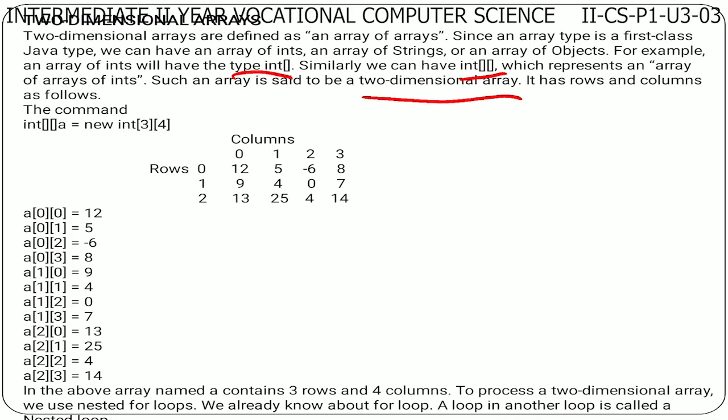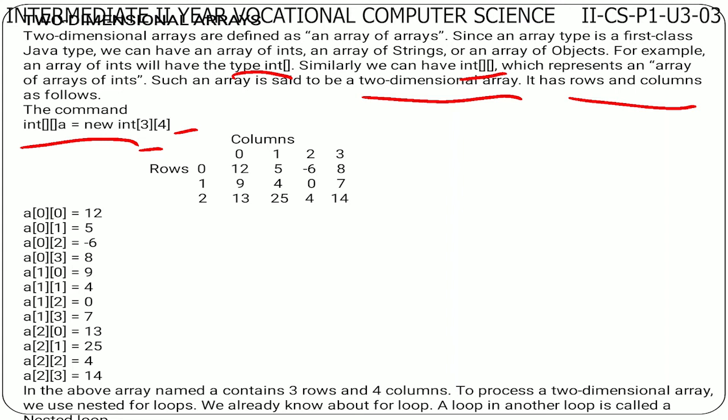The two-dimensional array is represented in the form of rows and columns. For example, int[][] a = new int[3][4]. By seeing this statement, this represents a two-dimensional array. The two-dimensional arrays are represented in the form of rows and columns. So the first bracket indicates rows, that is 3 indicates rows, and 4 indicates columns.